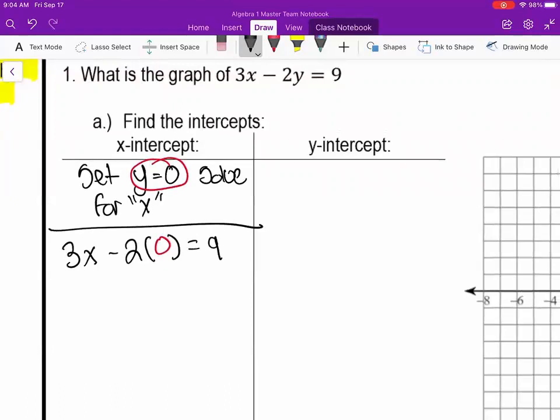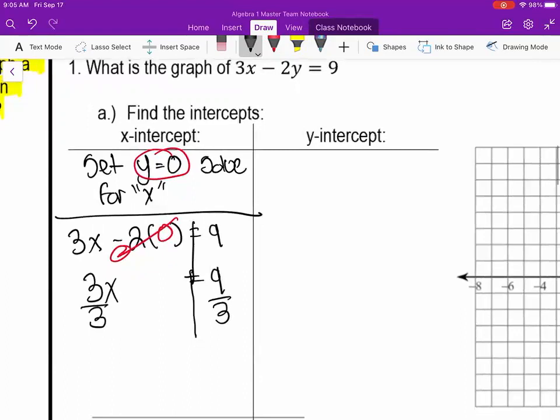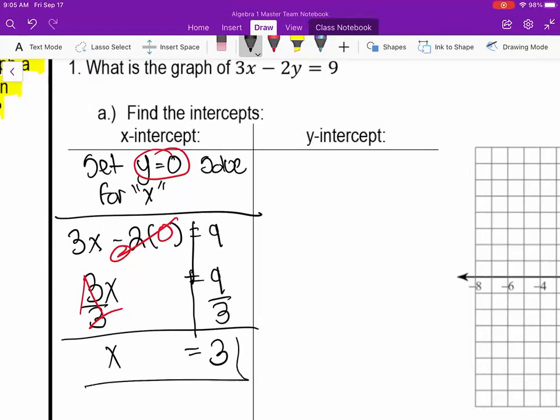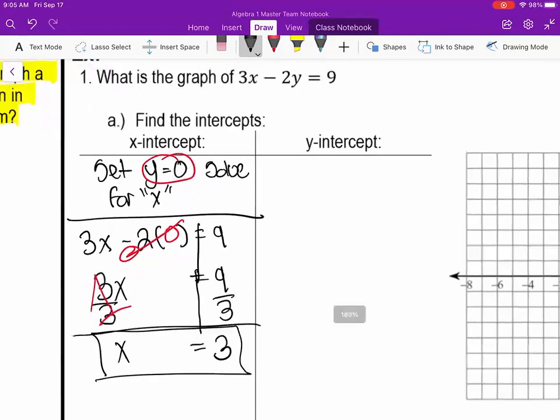Let's simplify this. Negative 2 times 0 goes to 0, so that's gone, and I'm left with 3x = 9. All I have to do is get x by itself, which is as simple as dividing by 3, because remember, we have to do the opposite of what it's doing. That's gone and you're left with 1x. So x = 9 divided by 3, which is 3. That means you have an x-intercept at x = 3.